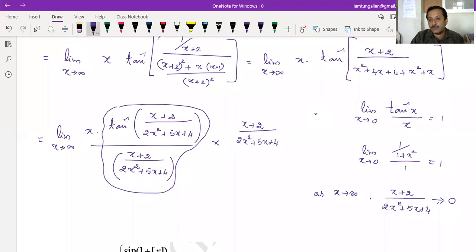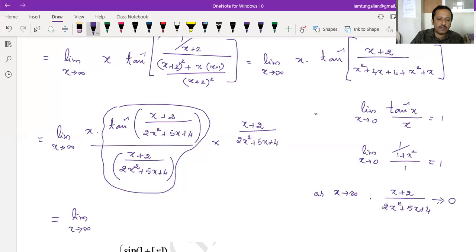Now when the degree of the denominator is larger, this will tend to 0. So writing x tends to infinity is as good as saying (x plus 2) by (2x square plus 5x plus 4) tends to 0. Therefore, this much can be written as 1.